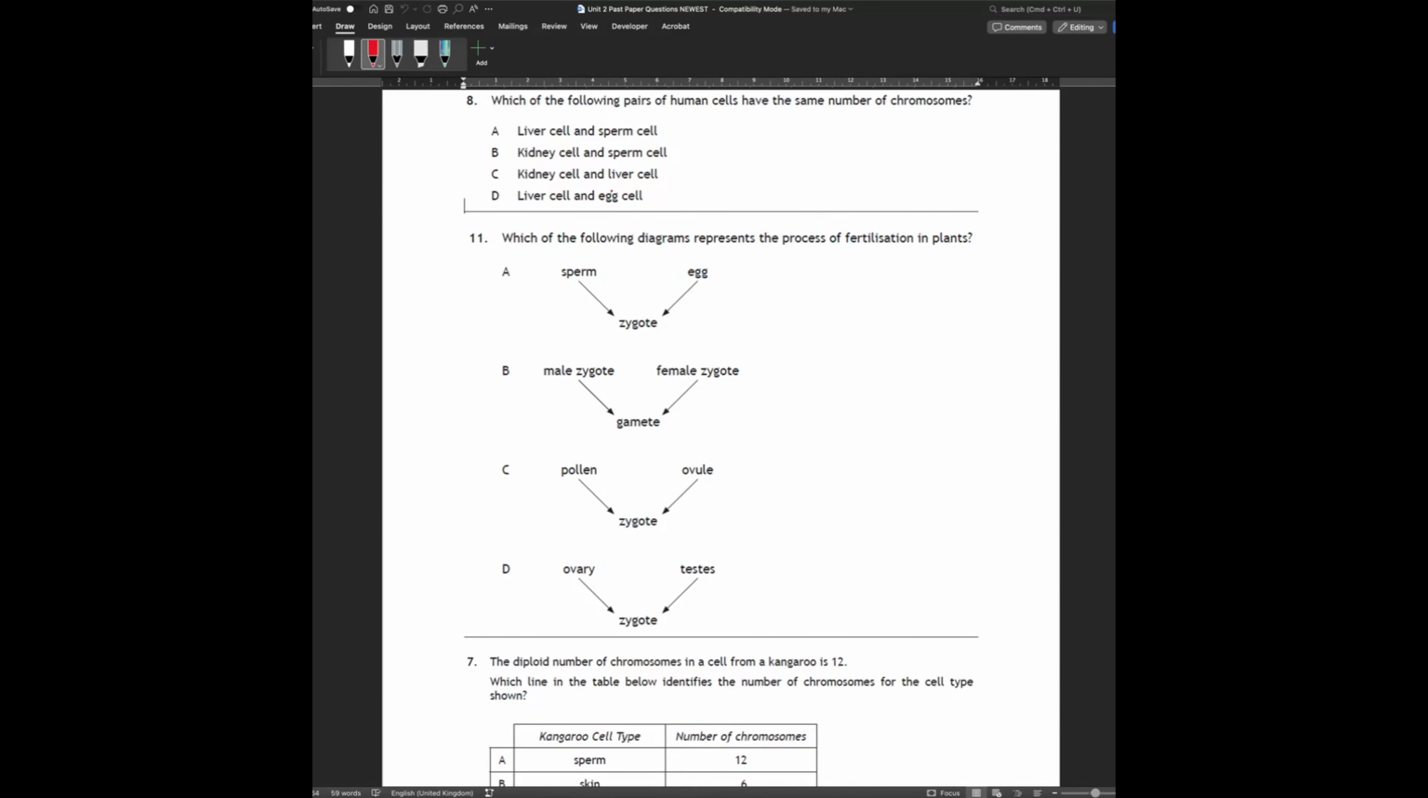Okay, welcome to the second part of the lesson where we're looking at some past paper questions related to reproduction. So here's a few of the kind of things that they might ask you in the exam. So let's kick off with the first one.